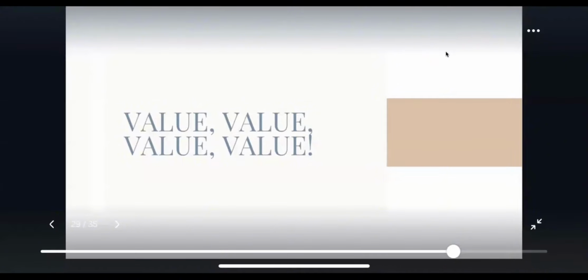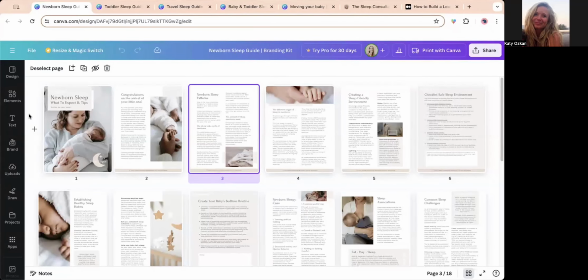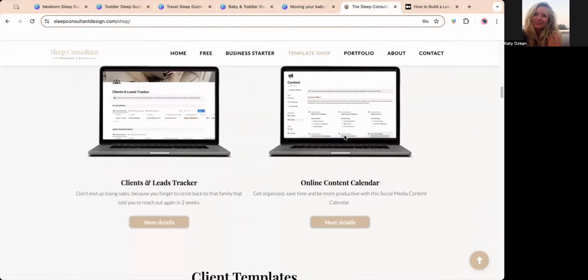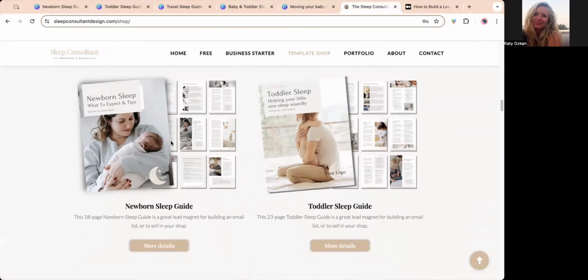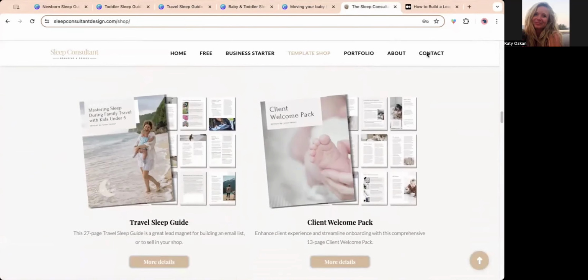So I suspect that most of you are going to opt for a PDF format, which is very easy and convenient, obviously, and there's nothing wrong with that. So I want to show you what that could look like, and I'm going to switch my screen. And I'm going to show you the lead magnets that I have in my shop. So if you go to my sleep consultant shop, you see here, I have a newborn sleep guide, a toddler sleep guide, and I have a travel sleep guide.